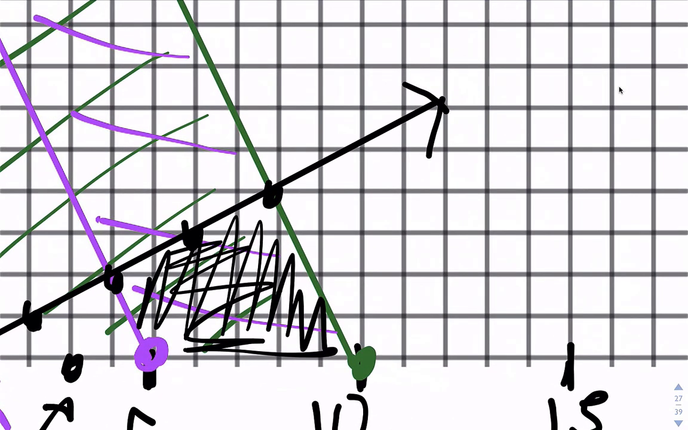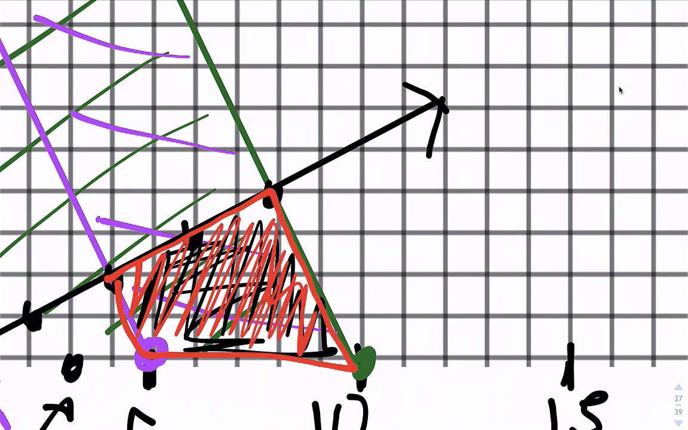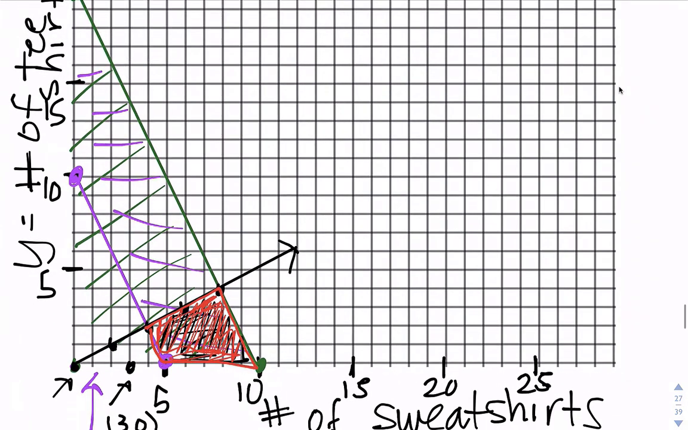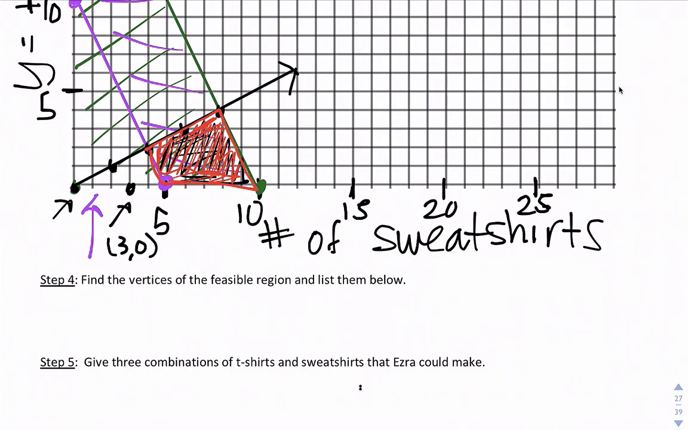Okay, so here's the feasible region. I'll do it in red. Okay, so this area is where it's triple shaded. Anything on the line or inside the line here would work for Ezra to pick that many t-shirts and sweatshirts. All right, so then it says, can you give 3 combinations of t-shirts and sweatshirts that he could make? Oh, first, what are the vertices?